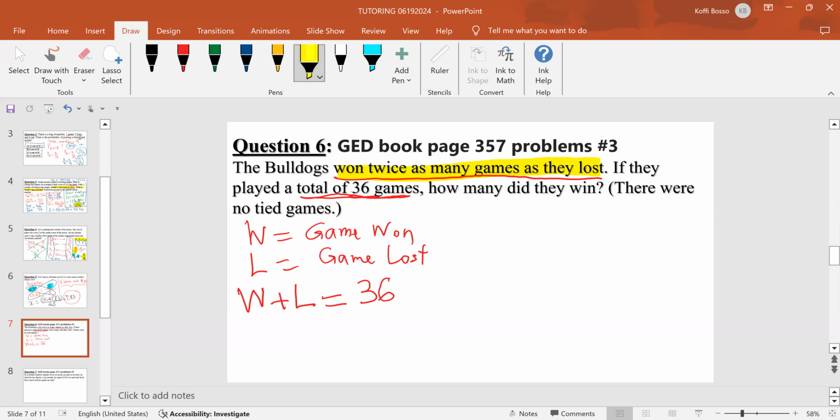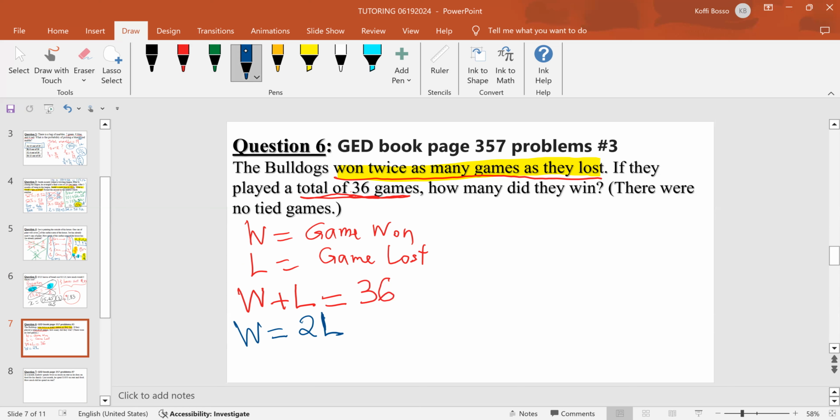Now the sentence here, let's break it down. When they say they won twice as many games as they lost, that means W will be 2 times L. Repeat again: W will be two what? Two times L, because twice means two.